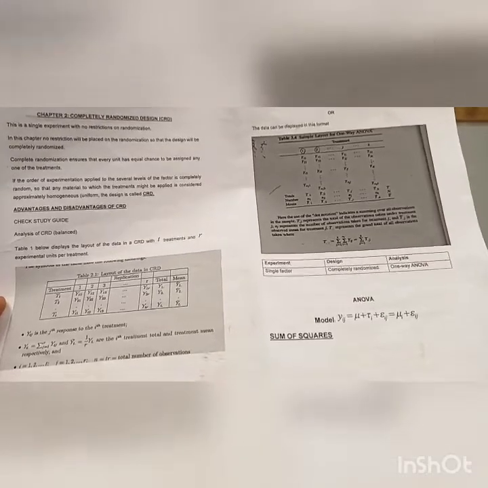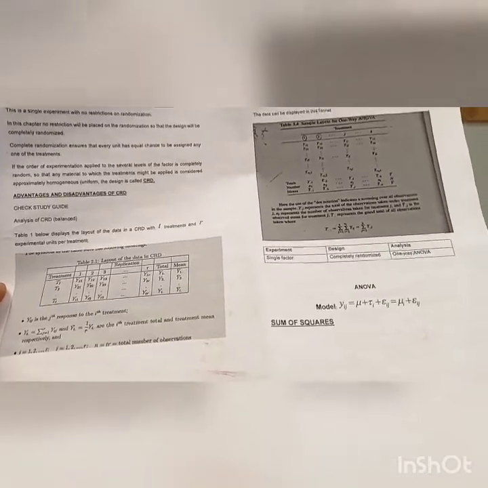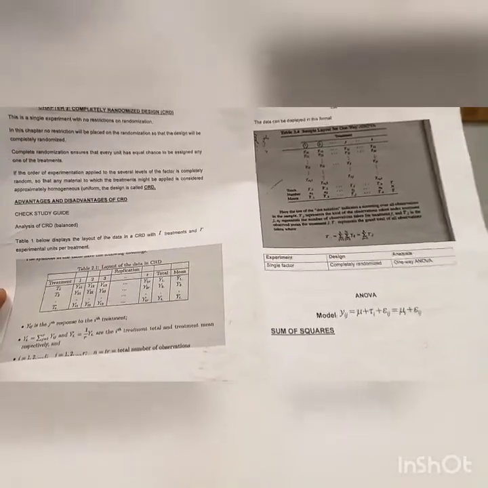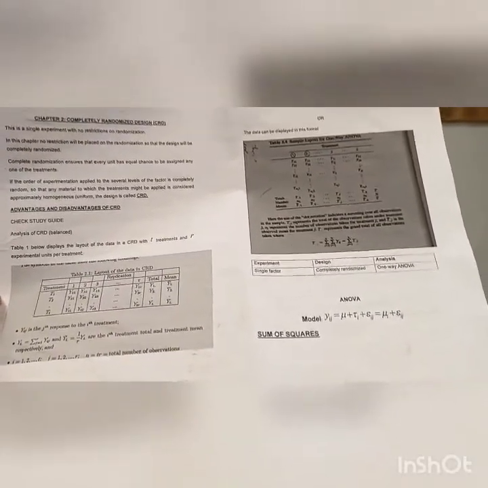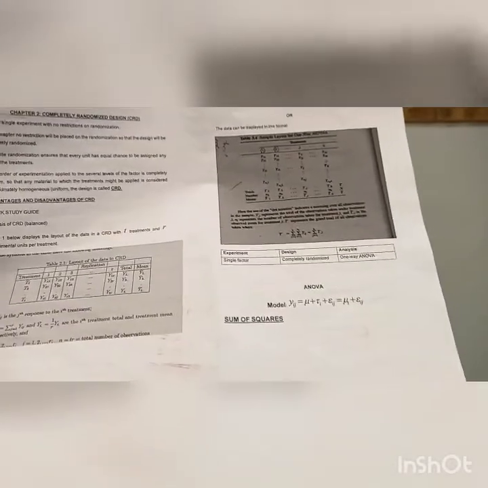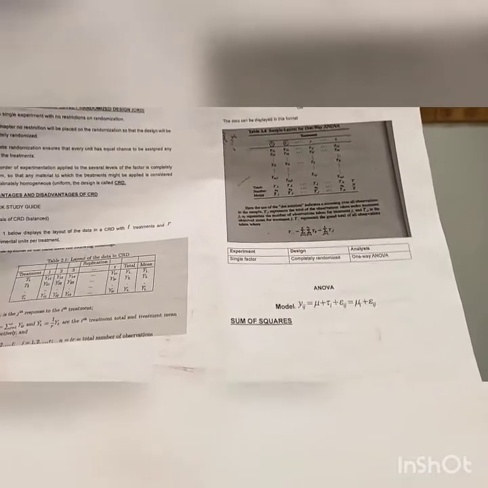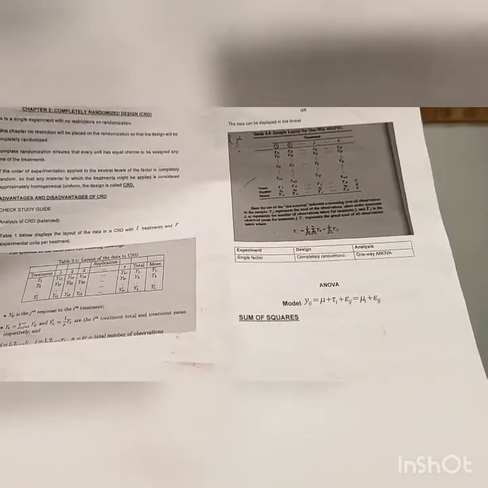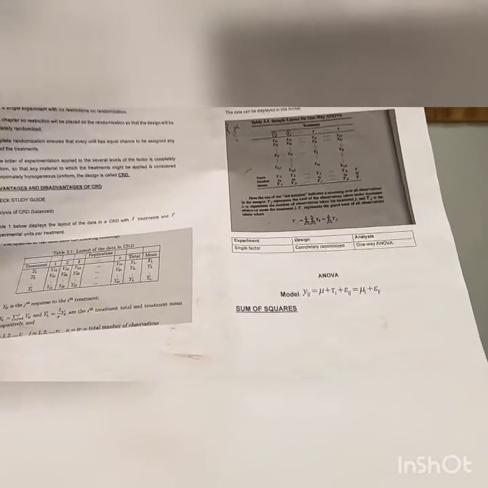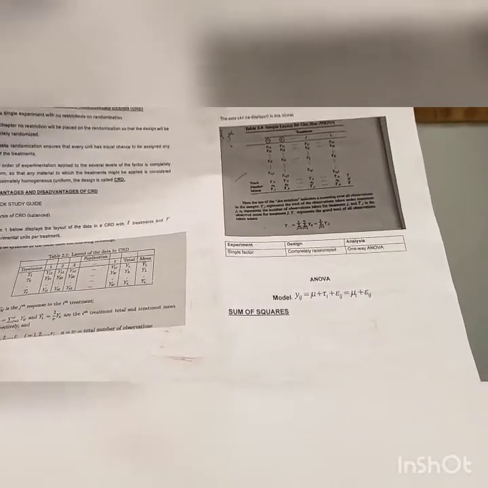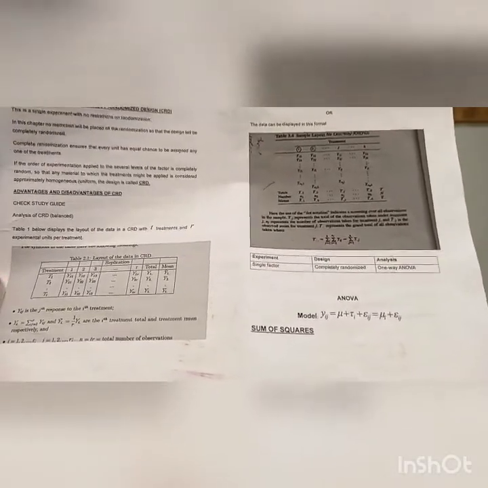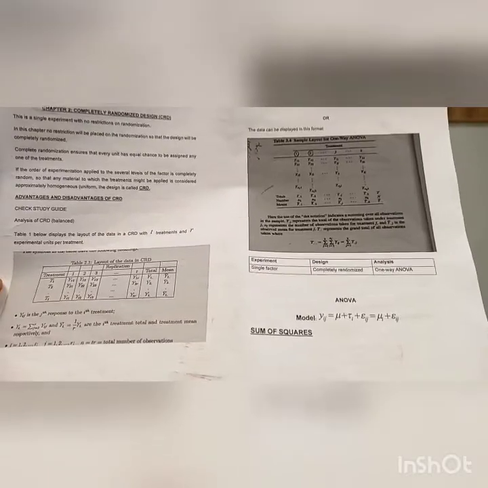Hello everyone, I'm Artikosa. Our focus now is on completely randomized design. We're going to focus on both balanced and unbalanced, how to construct the ANOVA table, considering the model Yij is mu plus ti plus eij, where mu is the grand mean, ti is the effect of the treatment, and eij is the errors. So how do we construct the ANOVA table?